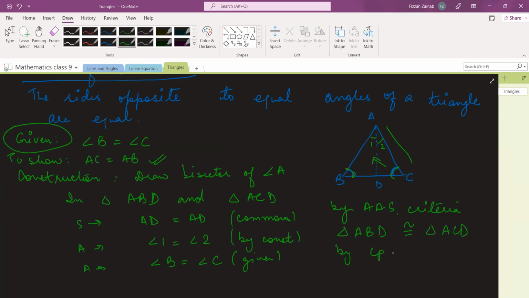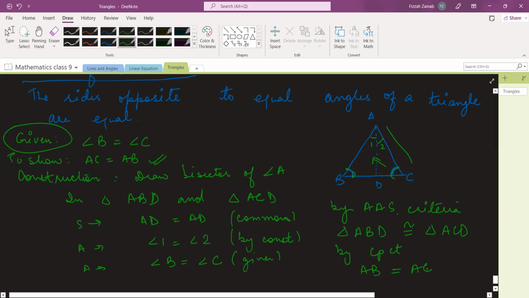Same thing we are doing, but this time the angle was given equal. In the previous part, the side was already given equal. So by CPCT, we said angles are equal. Now in this part, the angle is already equal. So by CPCT, we will say that the side is equal. Same process is there. Okay. So only the criteria will change. The congruency criteria will be different.